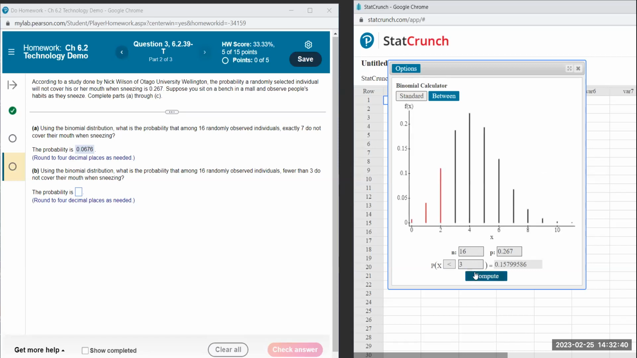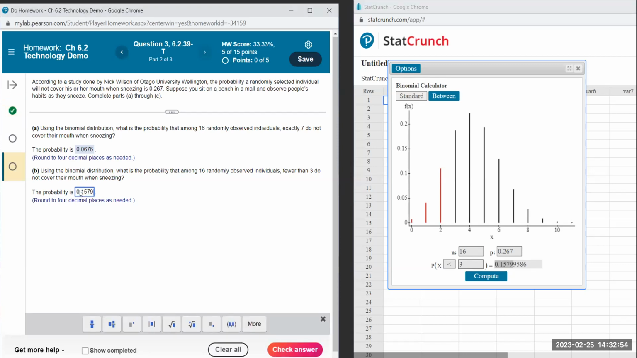So what are the odds that less than 3? It's these 3 combined, which is like a 15.8% chance of that happening. My next digit is a 9, so I'm going to have to change that 79 to 80, since I have to add 1.